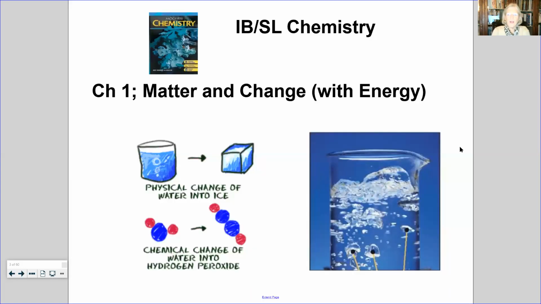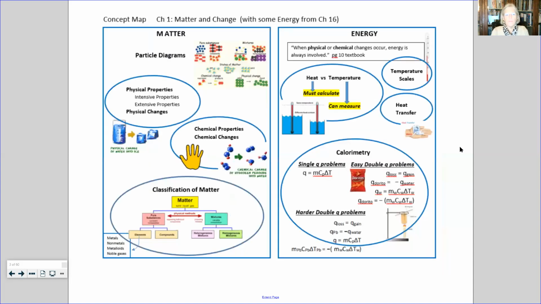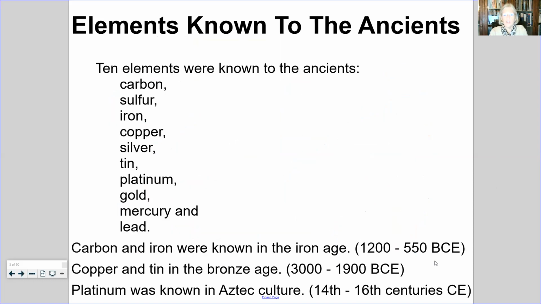So we are on chapter 1, and it is going to smell and feel like chemistry. Matter and change. We will jump into another chapter to do a little bit of energy, specifically calorimetry. This concept map explains that the chapter really has two big ideas. We will be looking at matter for the first 3 or 4 days, actually maybe 5. And then we'll move into energy. I think energy is the more challenging for students, so make sure you're well acquainted with matter to be able to devote time when we get to energy.